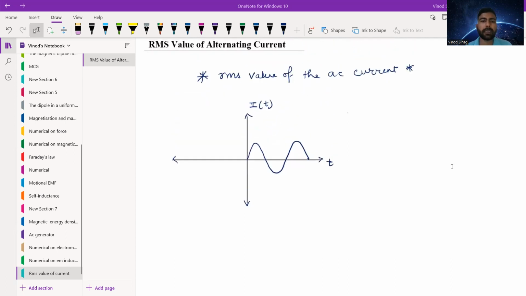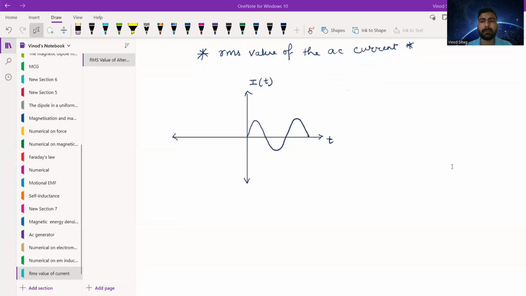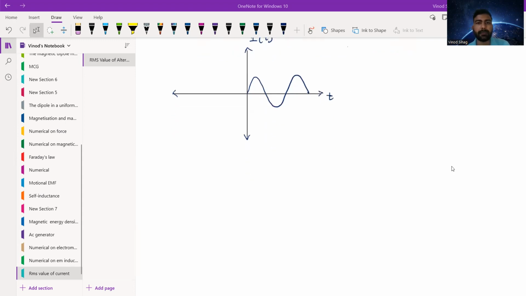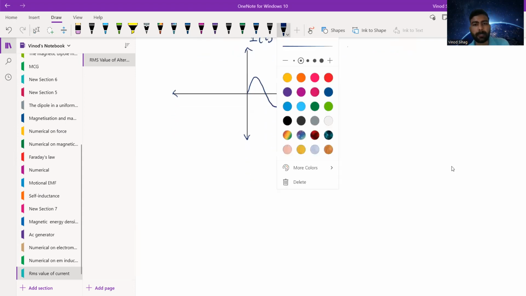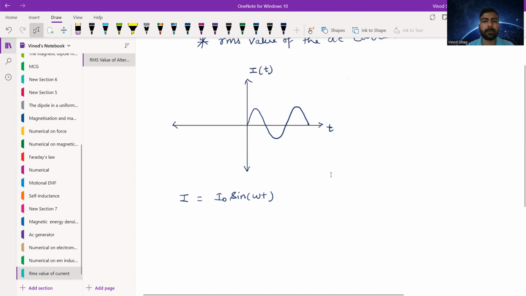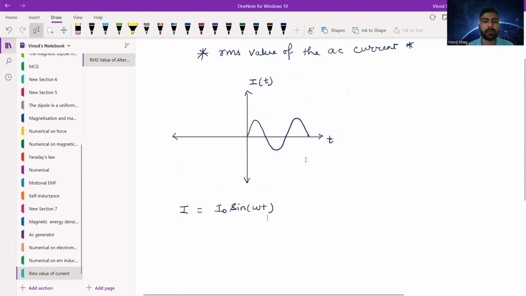So here you can see a signal of AC current, or we can say the abbreviation AC is used for alternating current only. So alternating current, we are assuming here as I equals I naught sine omega t. This is the equation of alternating current we are going to use here, and the same is drawn for this signal in the above graph.